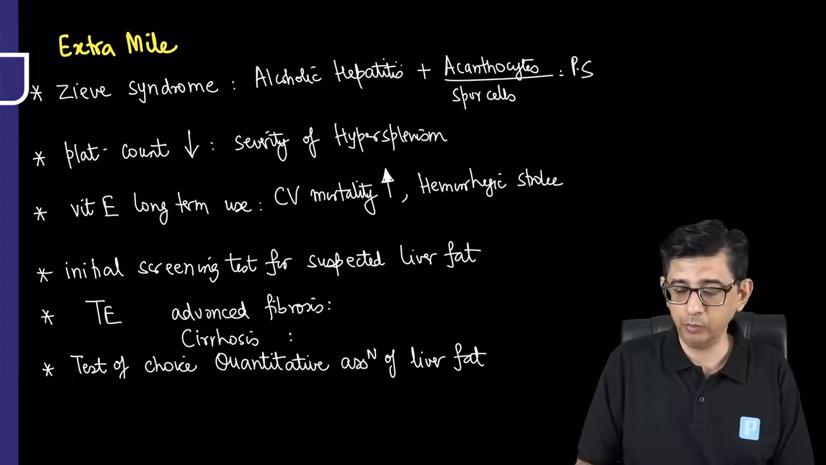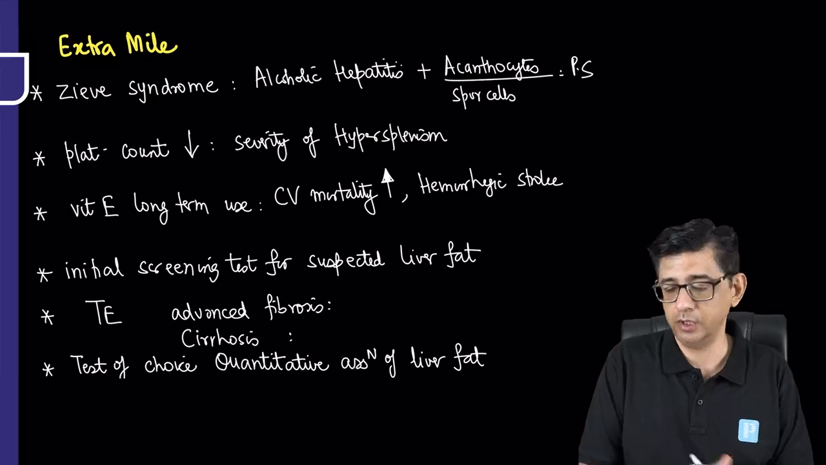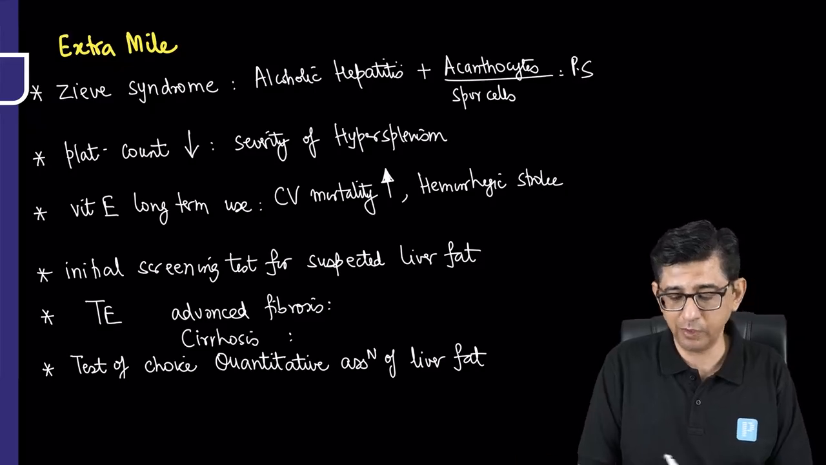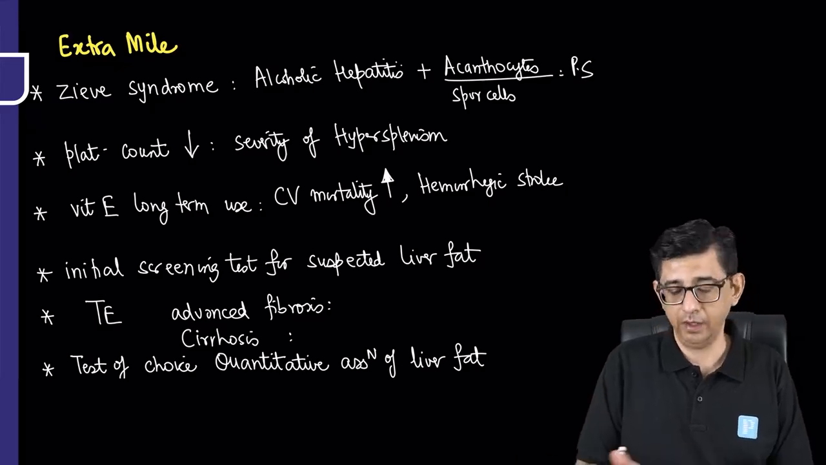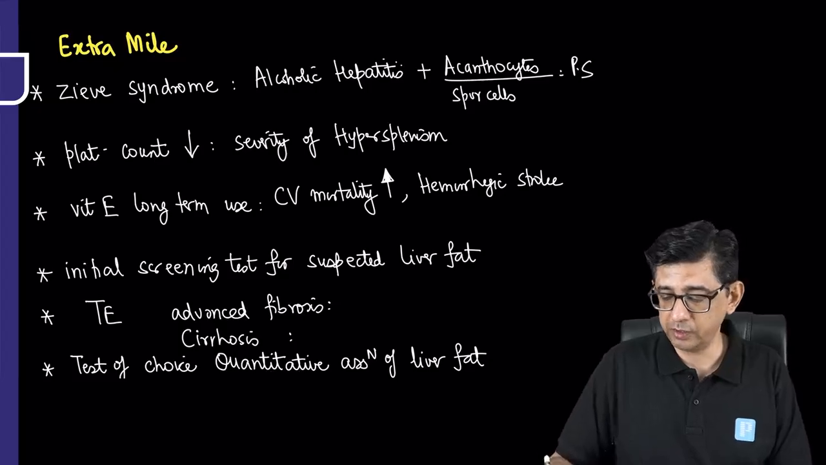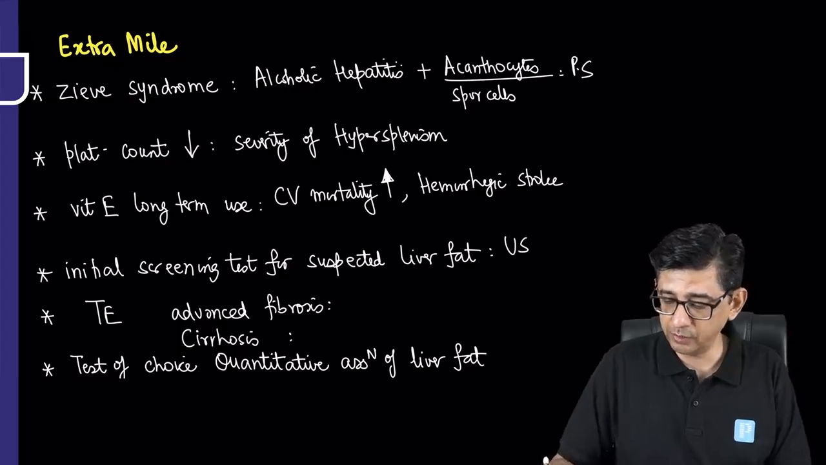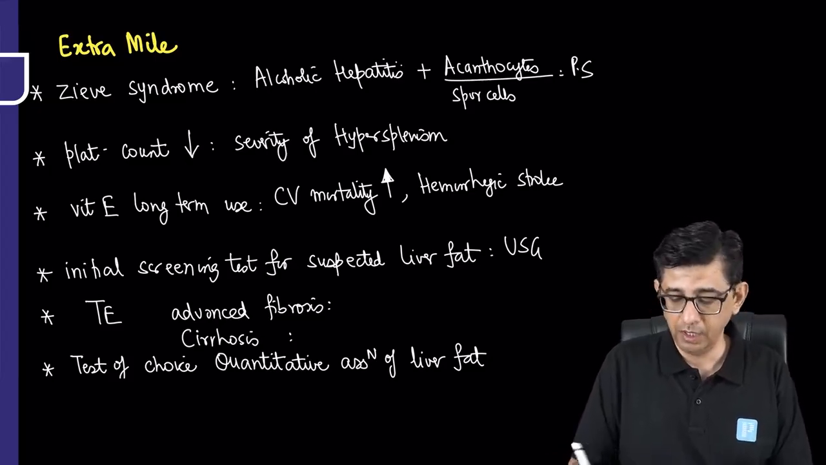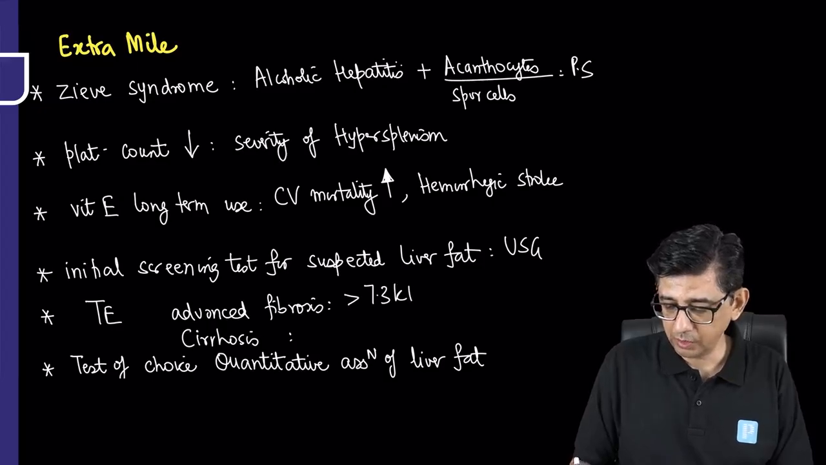I'm not jotting it down, because our main focus is on the liver at the moment and enhanced CV mortality and CNS mortality. So that's what I try to focus on at the moment. And then I've already told you the initial screening test for suspected liver fat is the ultrasound. And then the next test to be done after this is transient elastography. In transient elastography, which is also called fibroscan, the numbers are only for the sake of completion.